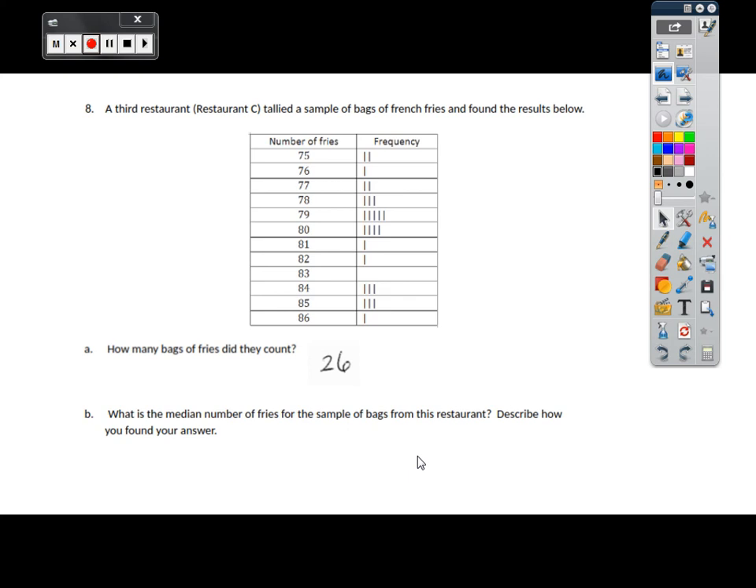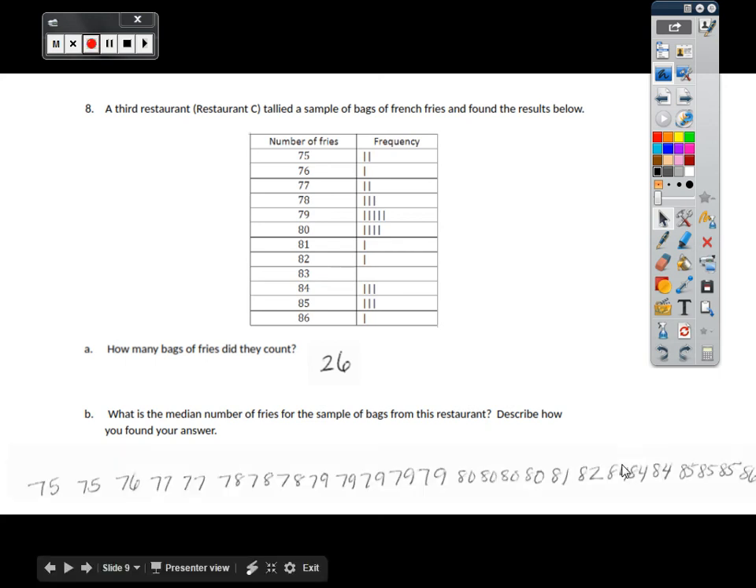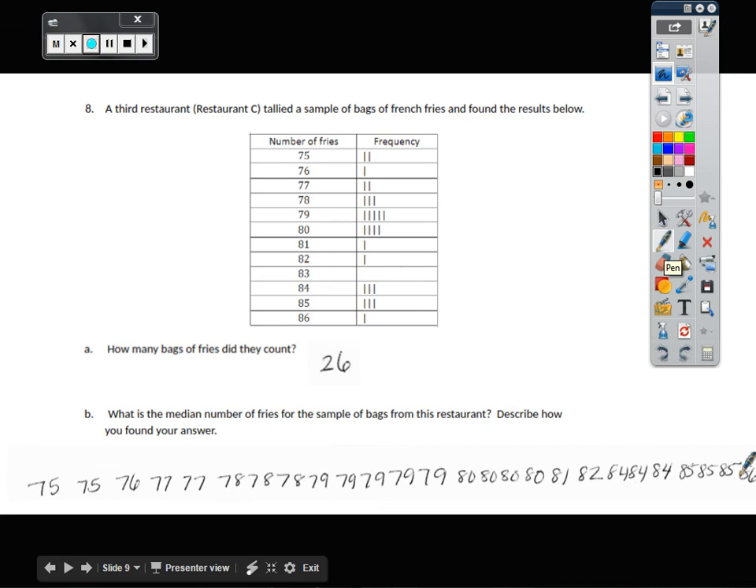What is the median number of fries for the sample of bags from this restaurant? Describe how you found your answer. Again, I'll give you a hint. I would take these numbers and write them all down based on the tally marks in least to greatest order: 75, 76, 77, etc. Now calculate the median.